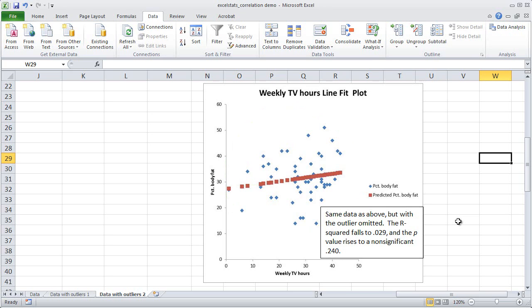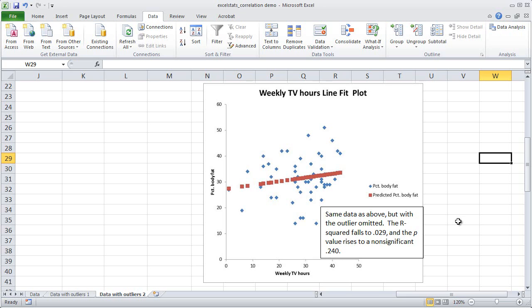This is what the relationship between the randomly generated data looks like without that unusual 99-99 case. As you can see from the little summary box here, the R-square has gone down to 0.029, or about 3% of the variance explained, and the p-value is all the way up to 0.2024, well above 0.05. So in this case, an outlier has fooled you, perhaps, into thinking that there's a relationship there when in fact there really isn't one.